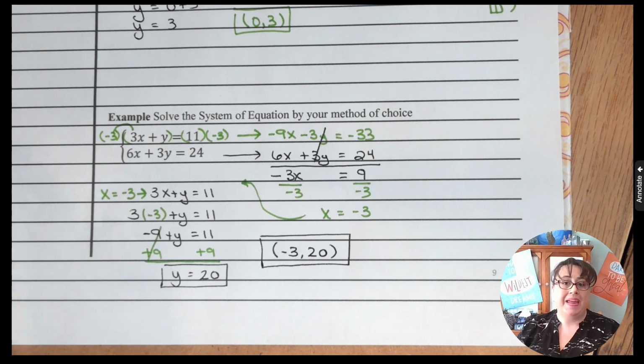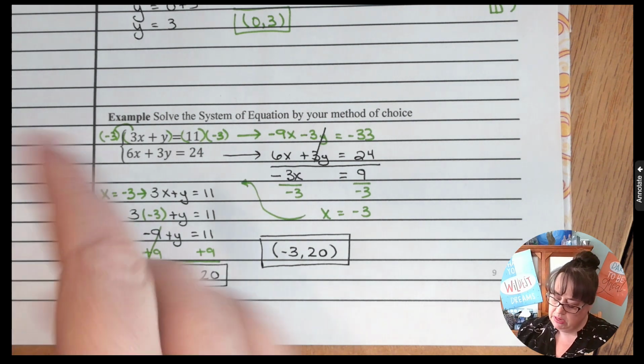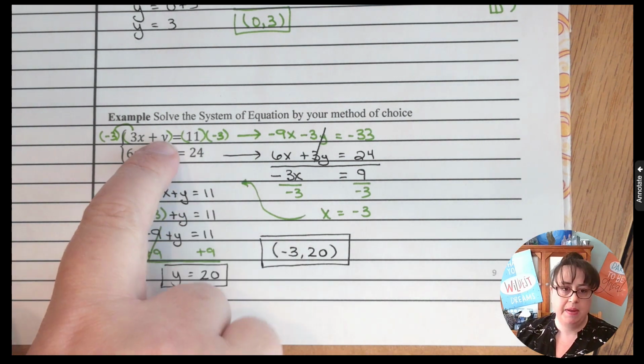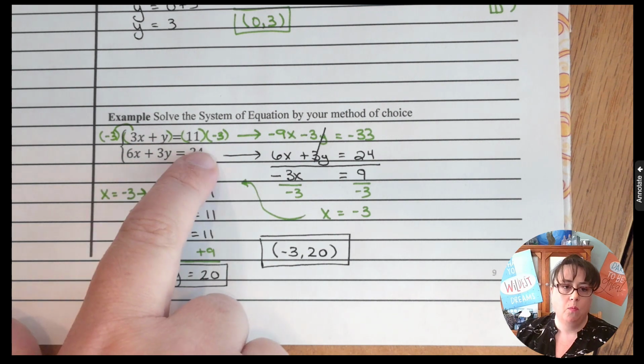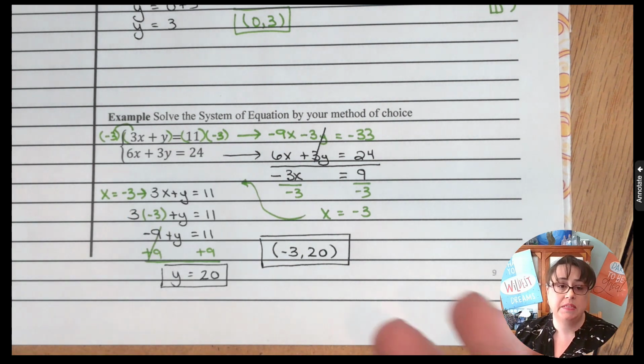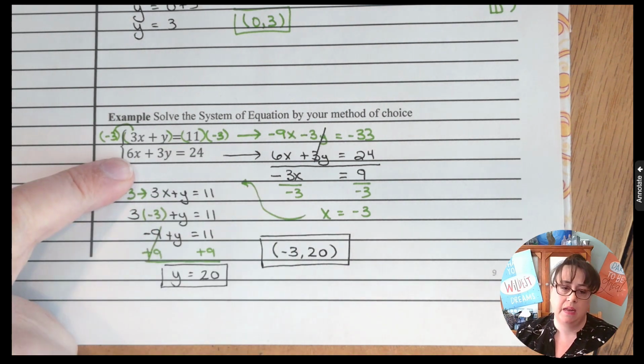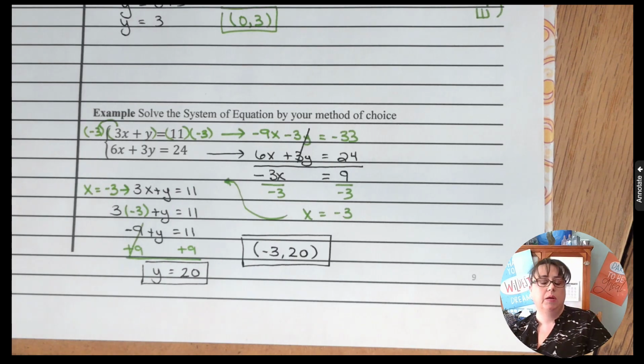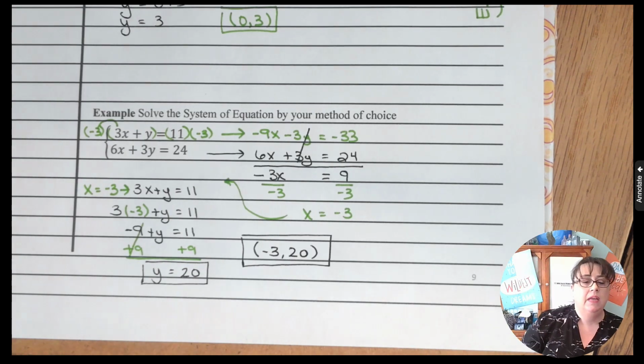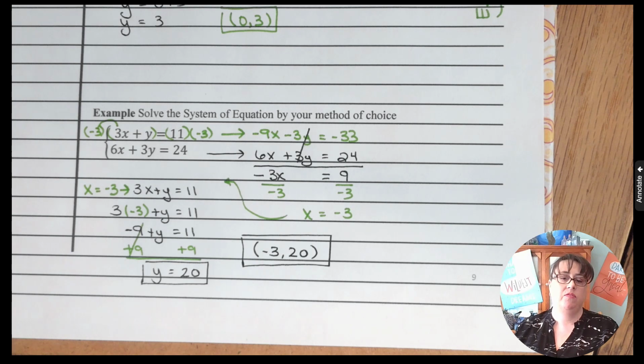So that was by elimination, but that is not the only way to do this problem. I know I said I would show you my favorite way, but you can definitely do this one by substitution. If you did it by substitution, you would have made this right here, y equals negative 3x plus 11, and then substituted that into this equation. Whatever way you did it, your answer would be negative 3, 20.